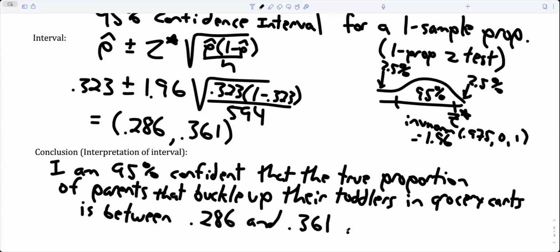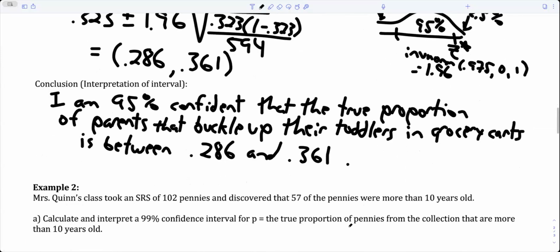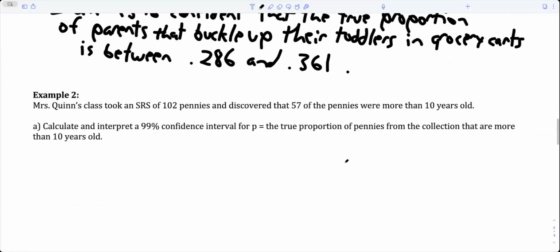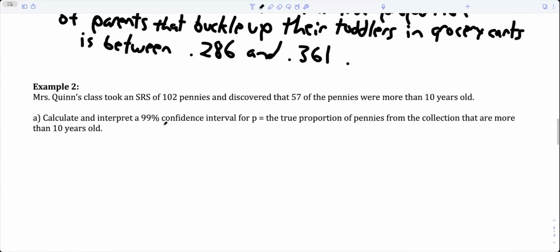Any questions for me there? We're gonna do one more confidence interval and then one last problem. So let's go ahead and do this. It says Mrs. Quinn's class took an SRS of 102 pennies and discovered that 57 of the pennies were more than 10 years old. Calculate and interpret a 99% confidence interval for p equals the true proportion of pennies from the collection that are more than 10 years old.